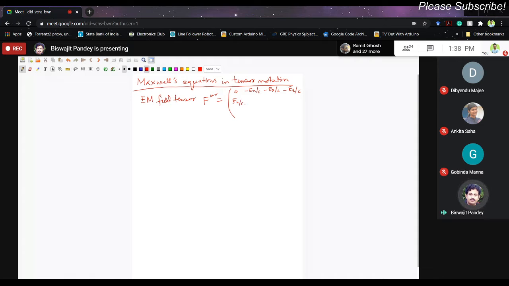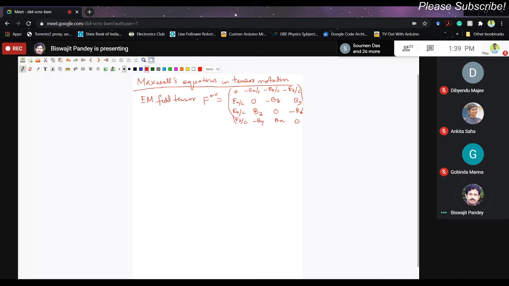It's an antisymmetric tensor, so these are positive. All diagonal elements are 0. And this is minus of Ez by C. And this is By. This is minus Bx. So this will be plus of Bz. This will be minus of By. And this will be Bx.